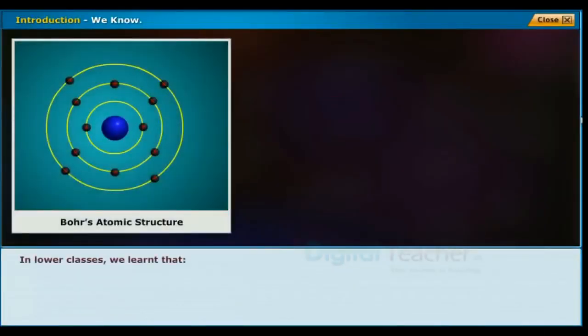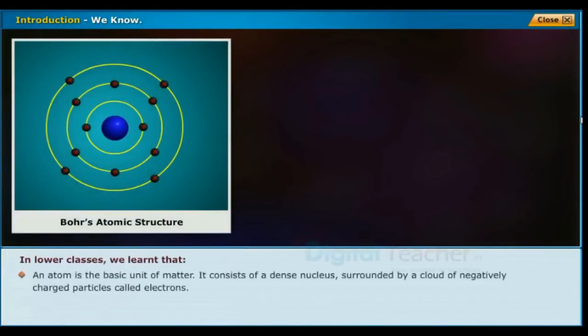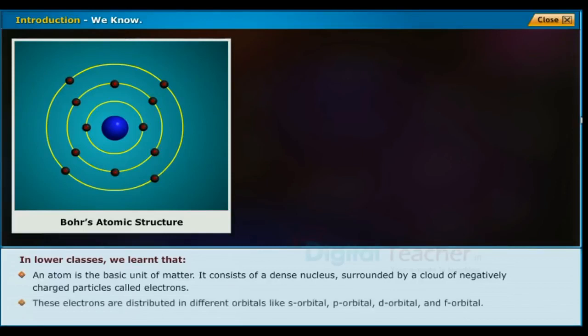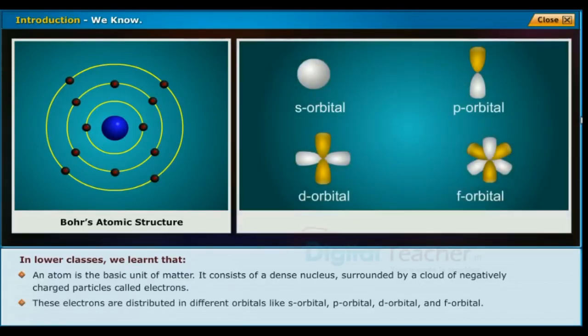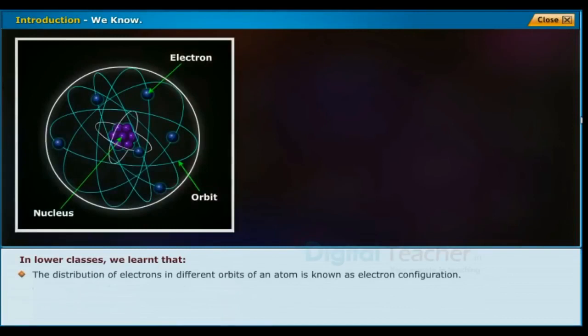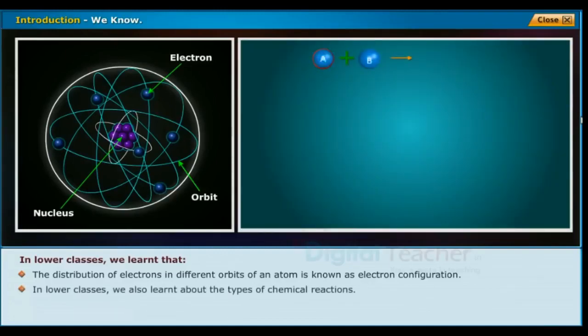In lower classes, we learned that an atom is the basic unit of matter. It consists of a dense nucleus surrounded by a cloud of negatively charged particles called electrons. These electrons are distributed in different orbitals like s orbital, p orbital, d orbital, and f orbital. The distribution of electrons in different orbits of an atom is known as electron configuration. In lower classes, we also learned about the types of chemical reactions.